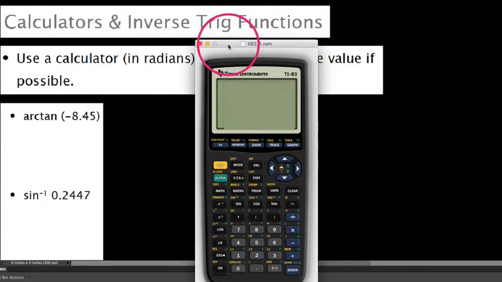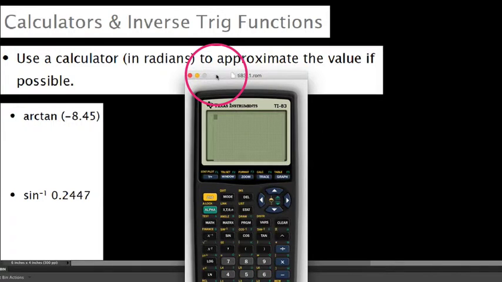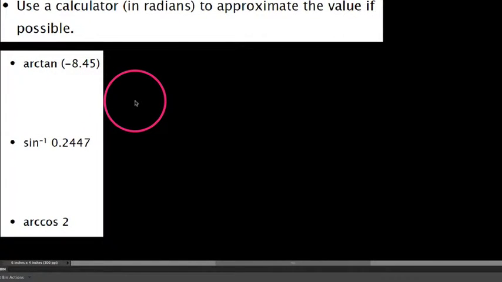Okay YouTube, in this video we're just basically going to confront how we can use technology to easily evaluate the inverse trig functions of just some trig values. And so what I want to do in this video is use a calculator and radians to approximate the value, if possible, of say these three functions here. And so really quickly I just want to make a little note.